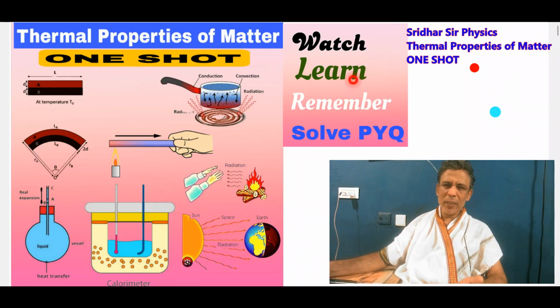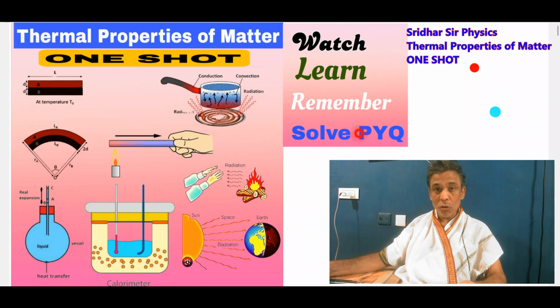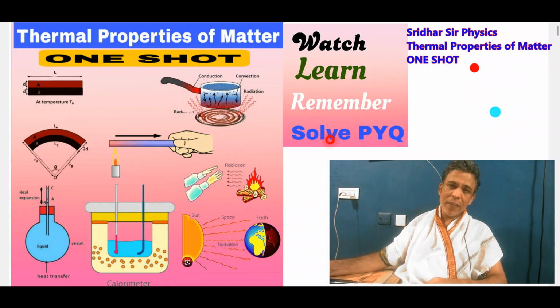Rewatch it 2, 3, 4 times. When you watch it, you'll get an exact picture of what is the meaning of them. Then solve PYQ. Those who are preparing for mains, solve PYQ. Those who are preparing for advanced, don't solve PYQ. Solve different types of numericals per chapter. For this complete thermal properties of matter chapter, around 50 or 60 will come. Different ideas, solve them, revise them. Definitely you can see the benefit in the exam.